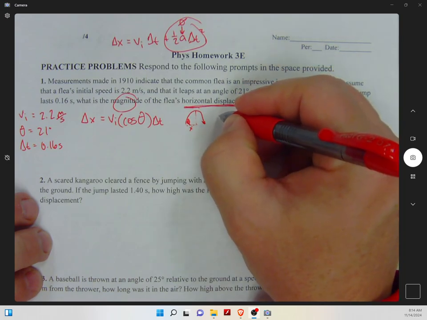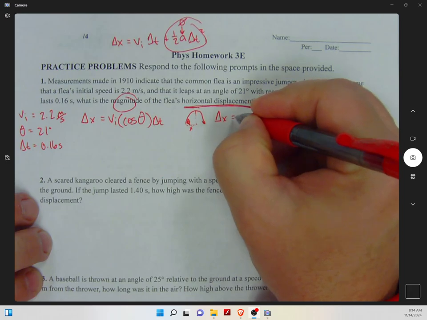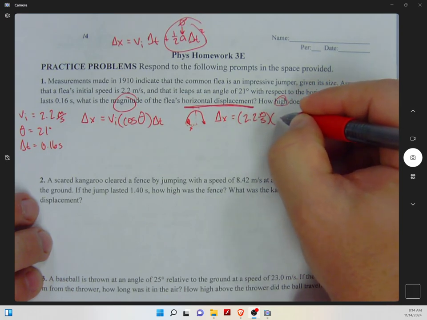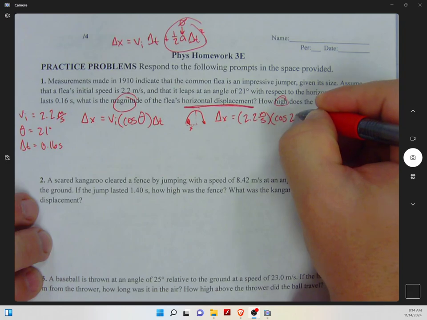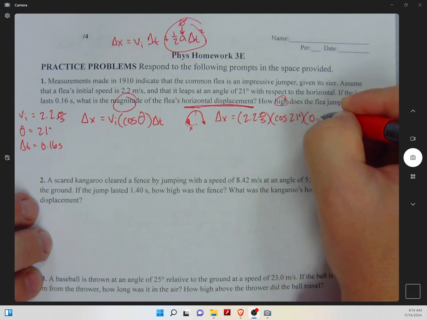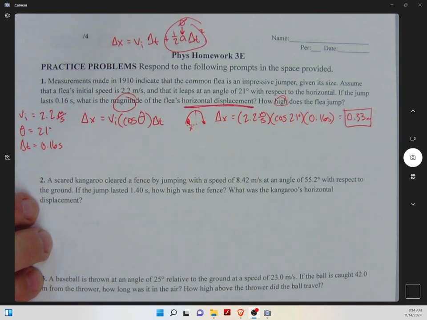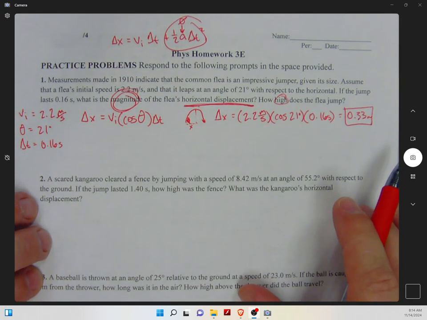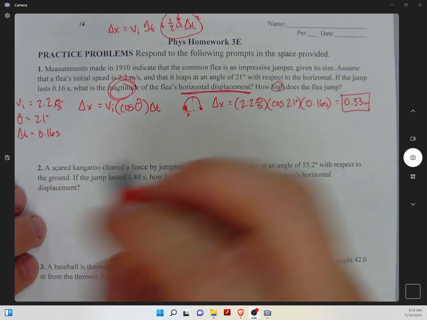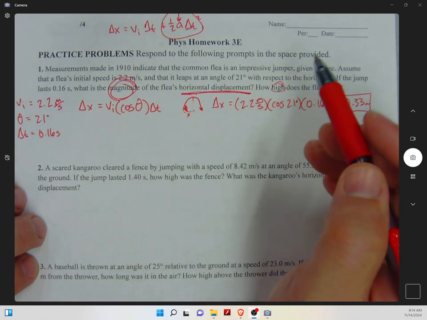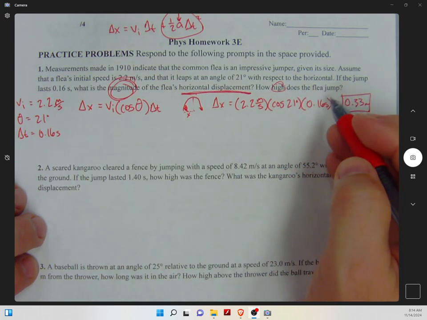So let's continue that. Delta x equals 2.2 meters per second, cosine of 21 degrees, and then 0.16 seconds. My calculator tells me that's 0.33 meters. And the question asks for magnitude, so I don't need direction. Moving on to the second part of this. Now, I'm actually going to use this same equation that I started with here, but now I'm going to pay attention to the y component, because it says, how high does the flea jump?